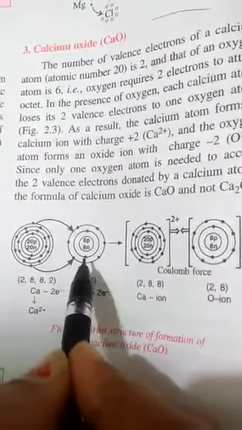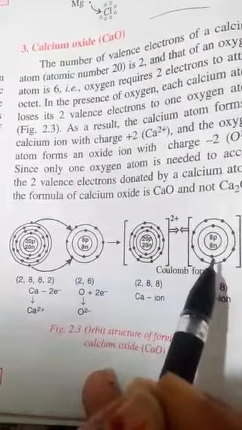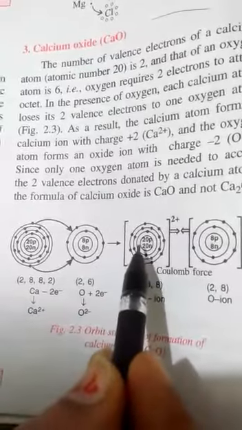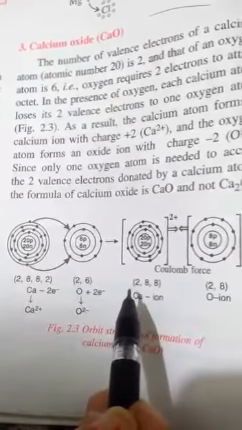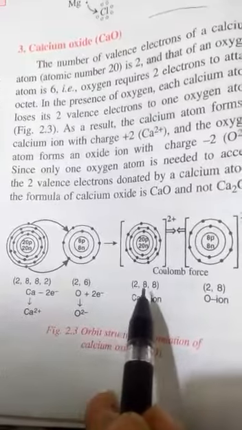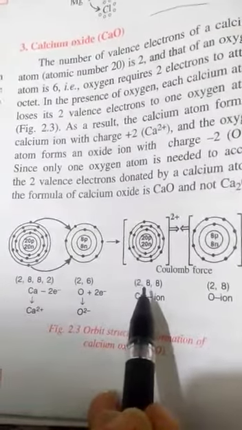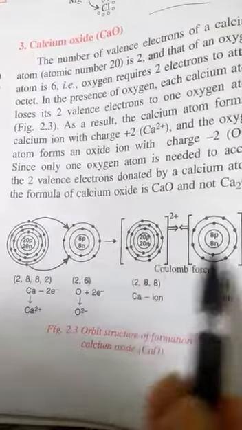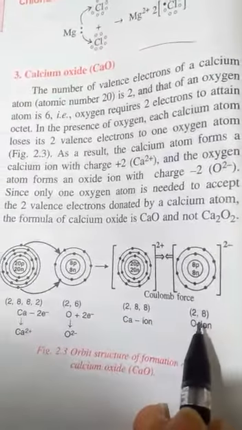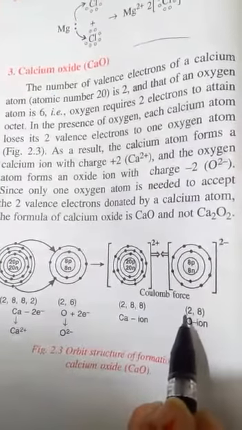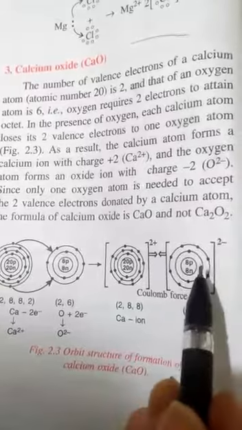This is before formation, this is after formation. Here we can see the calcium ion. Electronic configuration is 2, 8, 8. It becomes stable. 2 electrons from the outermost shell are lost. Here this is the oxygen ion. It has completed its octet. Now its electronic configuration is 2, 8. Charge is -2.